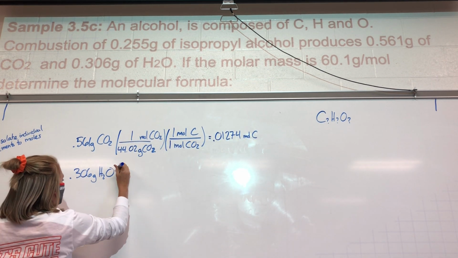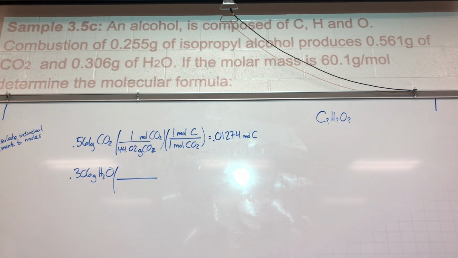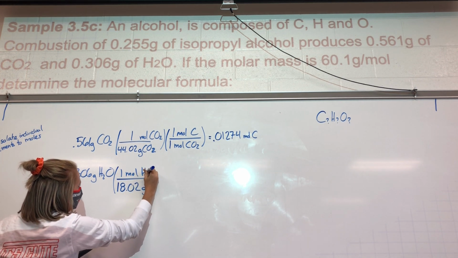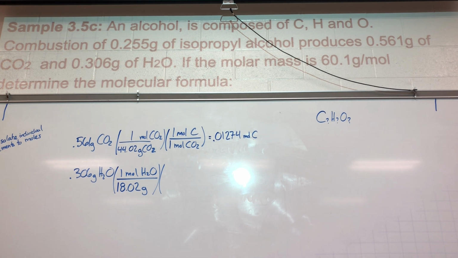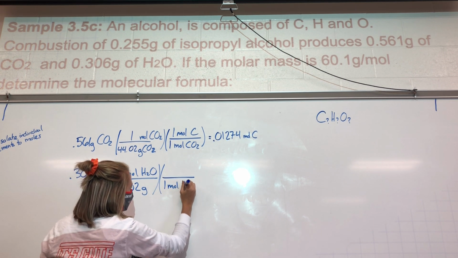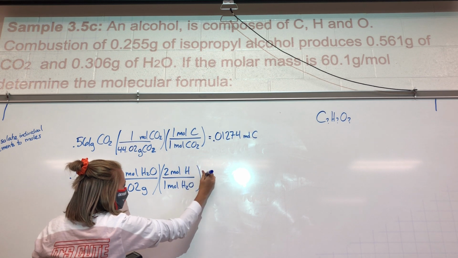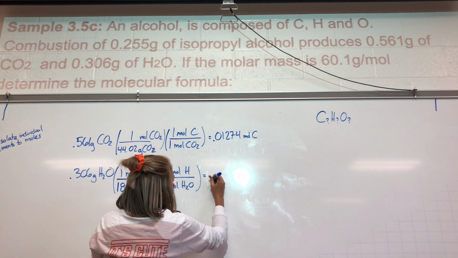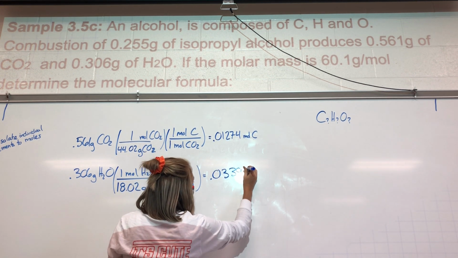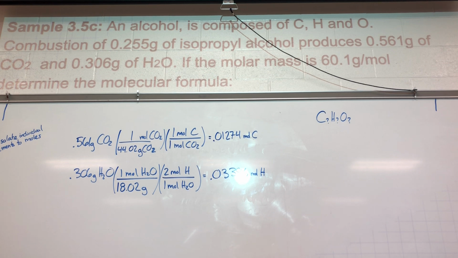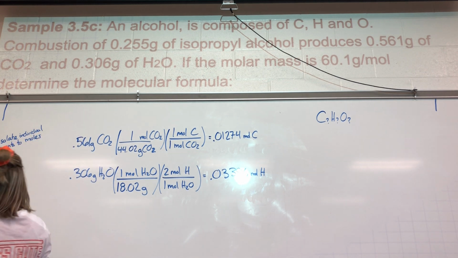All right, we're going to come to our water now to isolate our hydrogen. So water has a molar mass of like 18.02. 1 mole of water. And then, for every 1 mole of water, I have 2 moles of hydrogen. So I got 0.03396 moles of hydrogen.